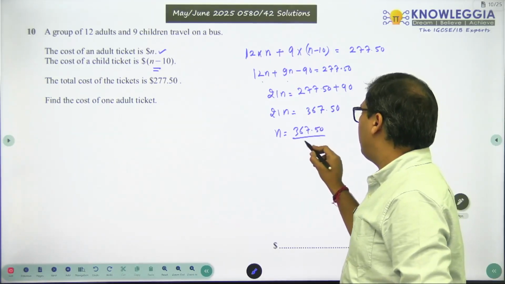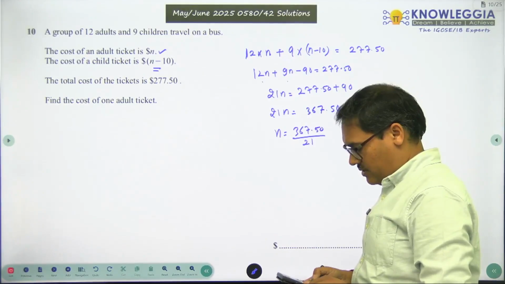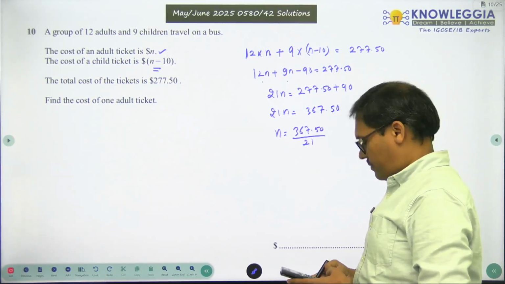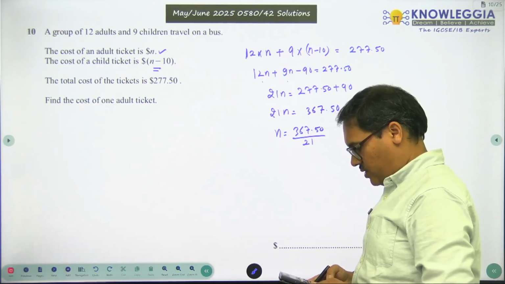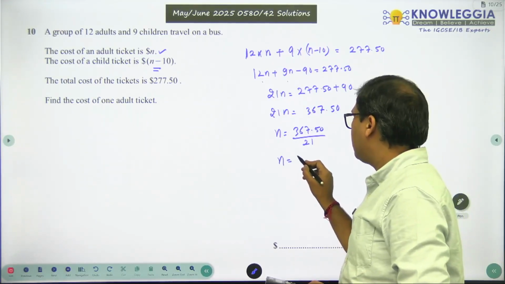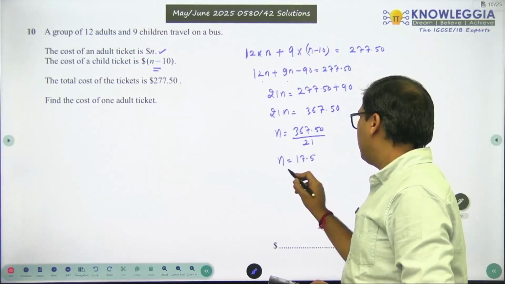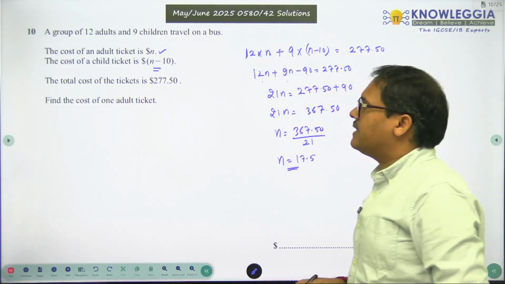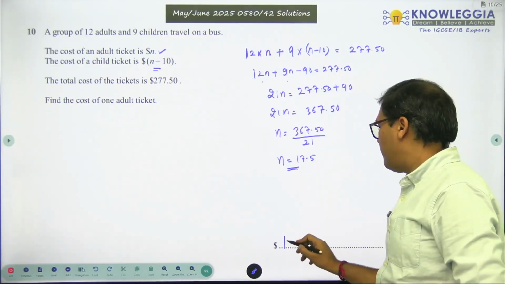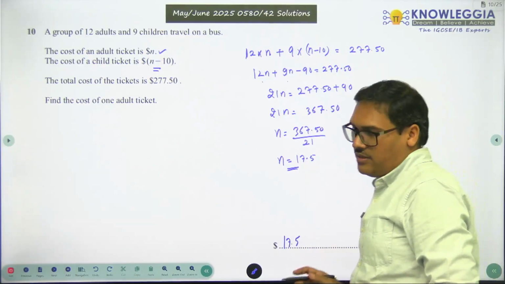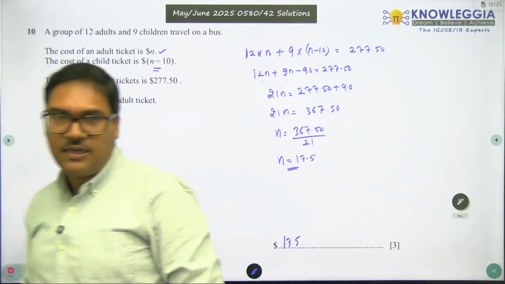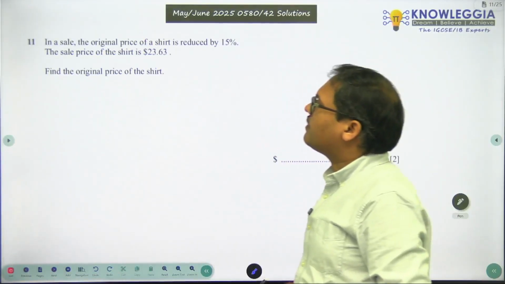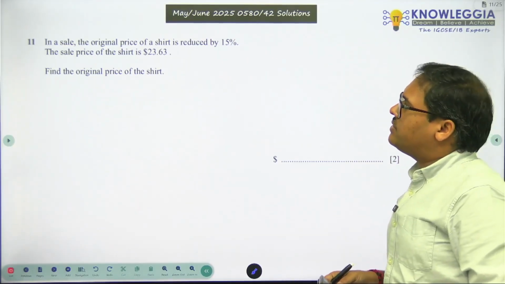Okay. So what is n? 367.50 divided by 21. So let's see what this value is. 367.5 divided by 21. n is equal to 17.5. So what is the cost of the adult ticket? This is equal to $17.5. So let's check the answer. $17.5 is the correct answer. I hope this is clear.